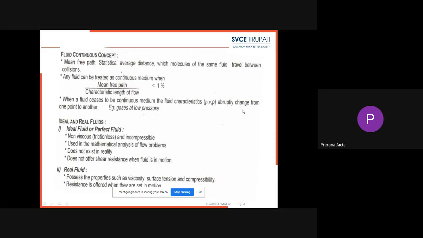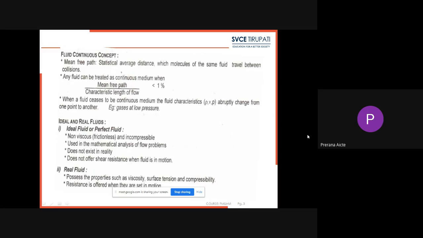And when a fluid ceases to be a continuous medium, the fluid characteristics such as density rho, viscosity nu, and pressure p will change from one point to another. So an example is gases at low pressure, which will no longer be a continuous medium. And of course, these fluids are mainly of two types, ideal and real fluids. Ideal fluid is also known as the perfect fluid. Here, ideal fluid is non-viscous, and it is an incompressible fluid.